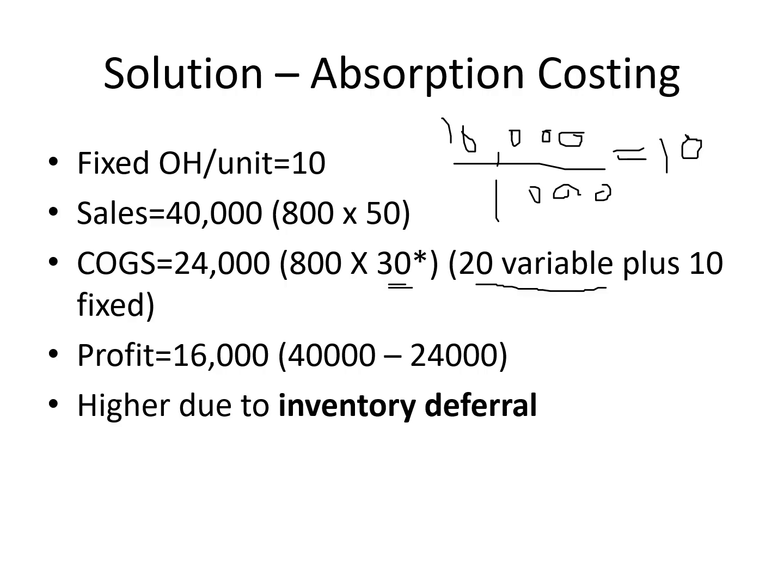So it's 24,000. Then we subtract sales from the complete cost of goods sold. Variable plus fixed is 16,000. It is higher due to inventory deferral. What is inventory deferral? It means we are delaying the expense. We are not expensing it as a period cost, but we are expensing it as a product cost. So we're delaying the expense of fixed manufacturing overhead by including it right now into the inventory instead of expensing it immediately.